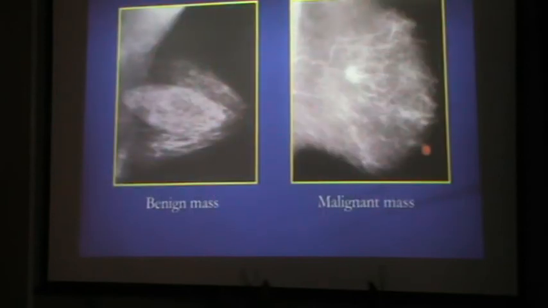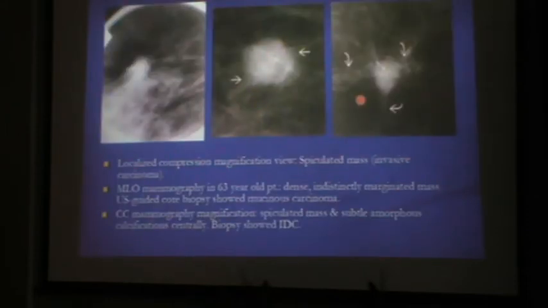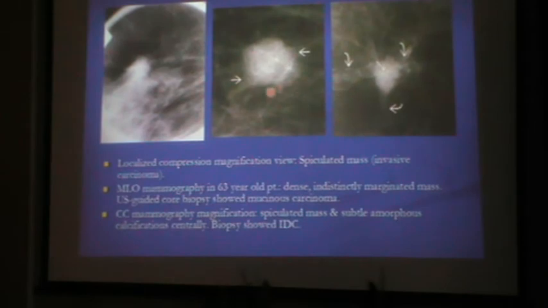This is an example of a benign mass, well defined, sharply circumscribed and surrounded by a halo. And this is an example of a malignant mass, which is dense, speculated and irregular in form. Mammography of breast masses. This is an example of a malignant breast mass. Localized compression magnification view shows a speculated mass; it is invasive carcinoma.